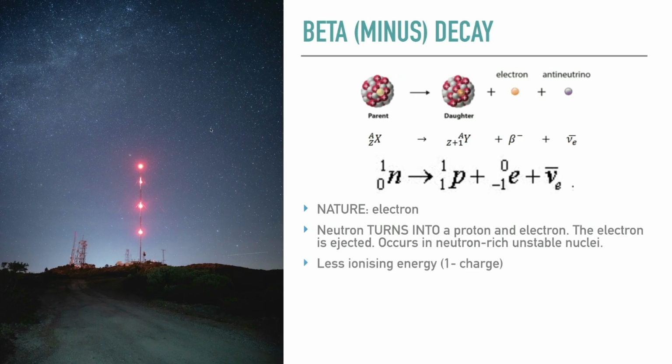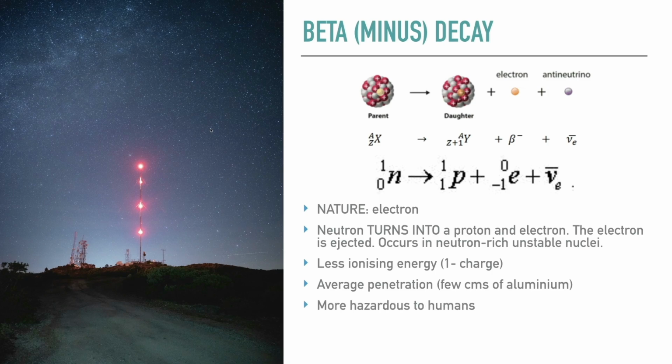A beta minus decay has less ionizing energy. It is still ionizing because it's got a 1 minus charge, so it is going to be attracting other charges towards it. It is going to have an ionizing effect, but it's less ionizing than the alpha particle. It's got a greater penetration than alpha particles. It actually penetrates a few centimetres of aluminium. So it's harder to get away from beta particles. It's more hazardous to humans as well because it can penetrate our skin and it is ionizing. So it's one of the more dangerous radioactive materials to us.